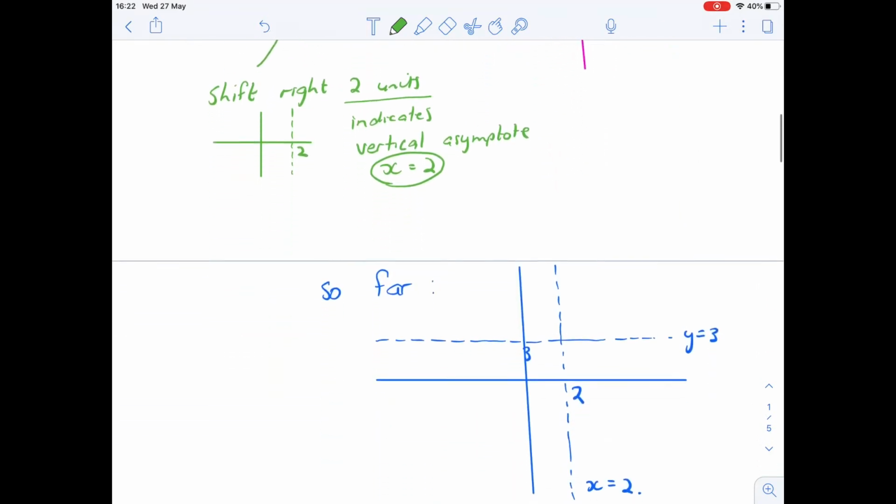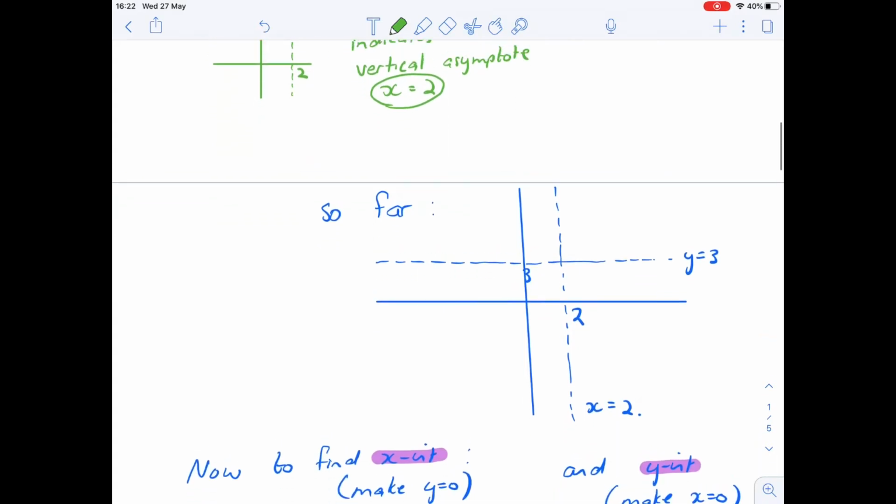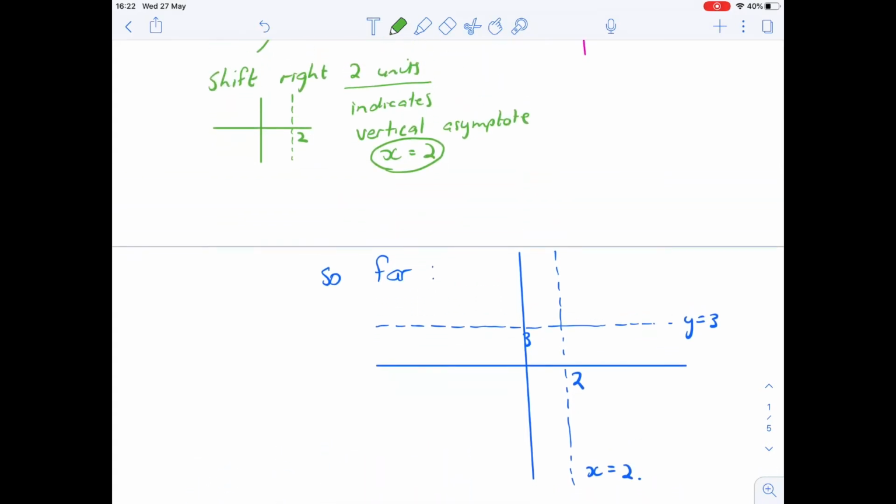Then the next thing, let's go look here. So far, we've got our horizontal asymptote, which is a shift up. So it's y equals 3. And we've also got the vertical asymptote x equals 2. And we also know that the hyperbola is going to lie in that quadrant and that quadrant. We just don't know what the x-intercept and the y-intercept is going to be. So now we need to go and find it.